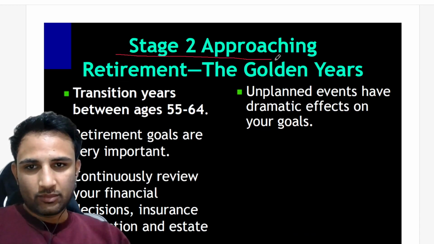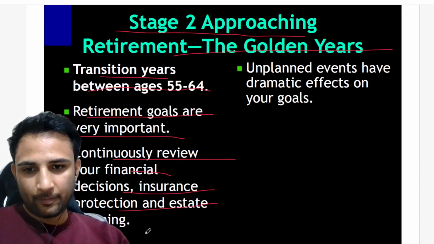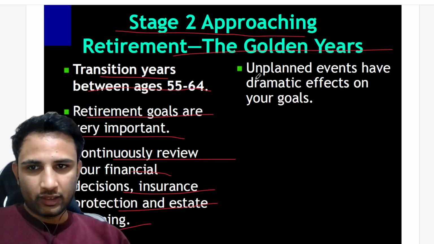Stage two is approaching retirement, the golden years. It is the transition years between 55 and 64. Retirement goals are very important. Continuously review your financial decisions, insurance, protection, and estate planning. Unplanned events have dramatic effects on your goals.